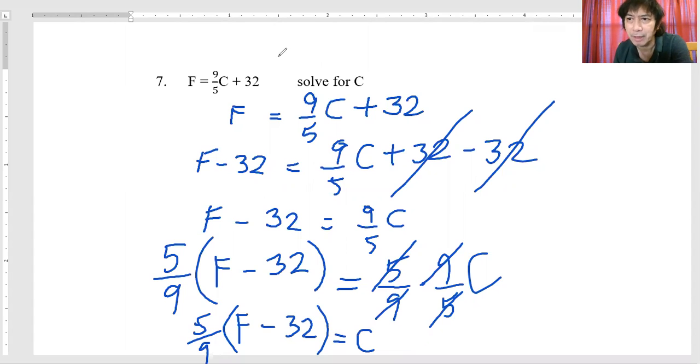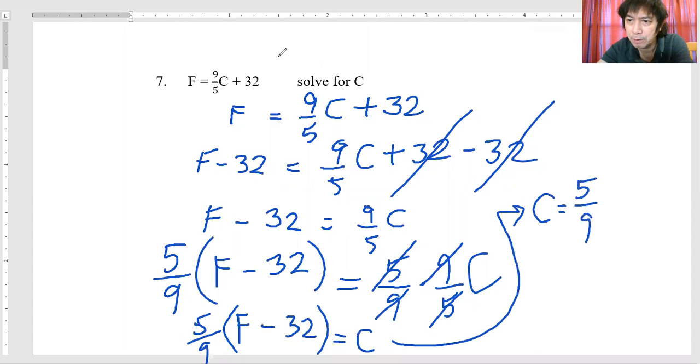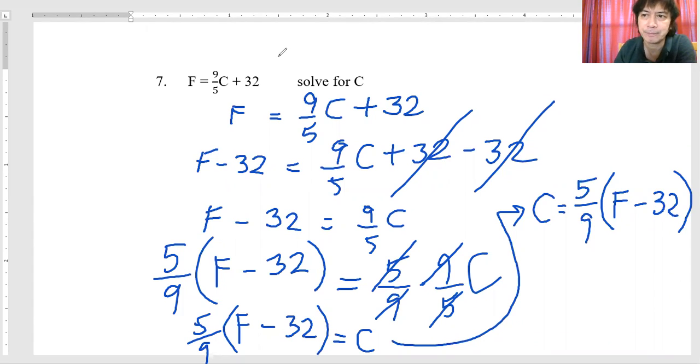But like what I said, you have to write the letter first, equal to something. So the final answer is written this way. C is equal to 5 over 9 times the quantity F minus 32 there. So that would be for number 7, and that should be the final answer. All right, so we'll continue with 3 more numbers as examples.